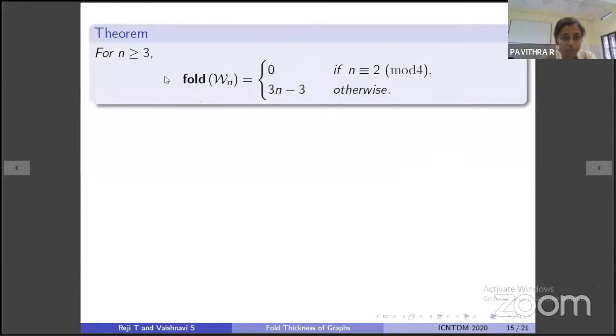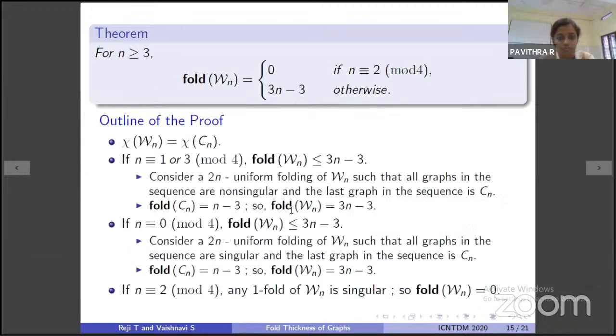This is the main result for the web graph. The fold thickness of the web graph is equal to 0 if n is congruent to 2 mod 4 and 3n minus 3 otherwise. This is the proof outline.